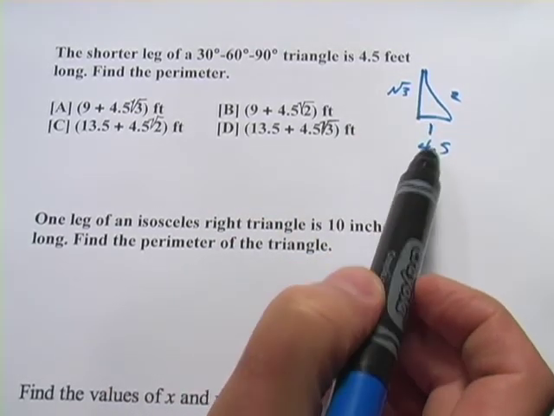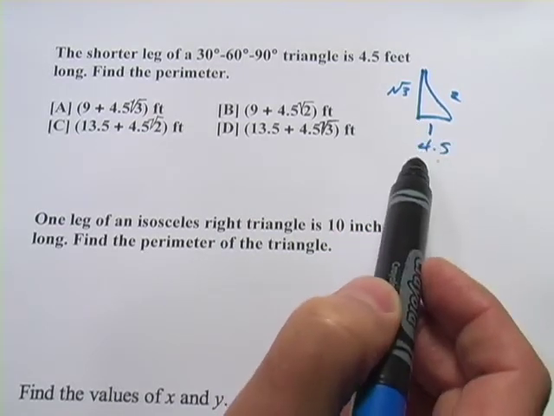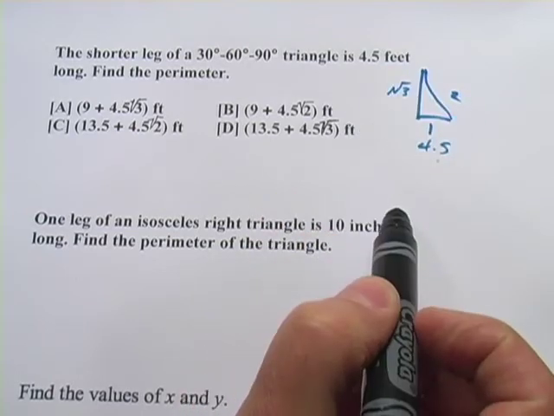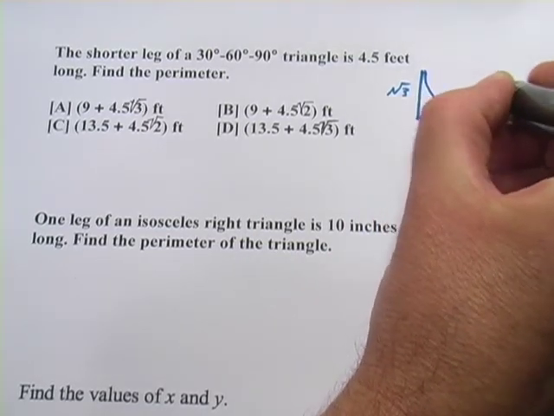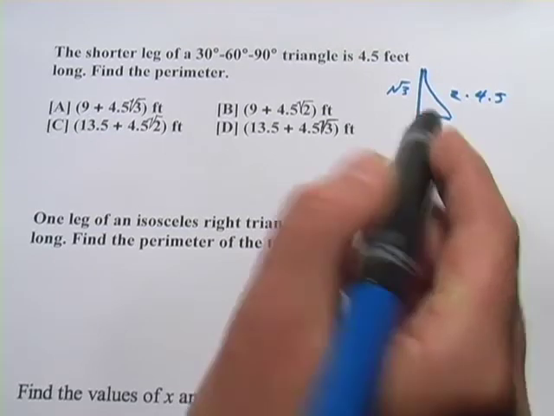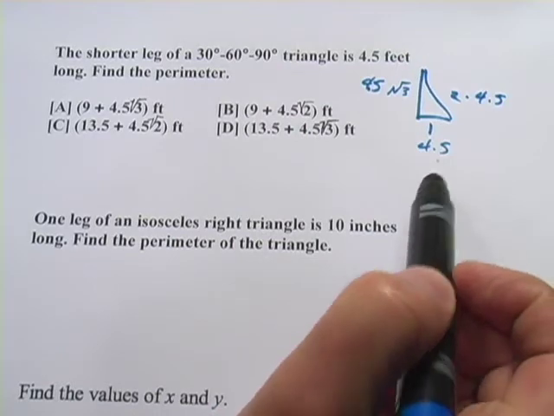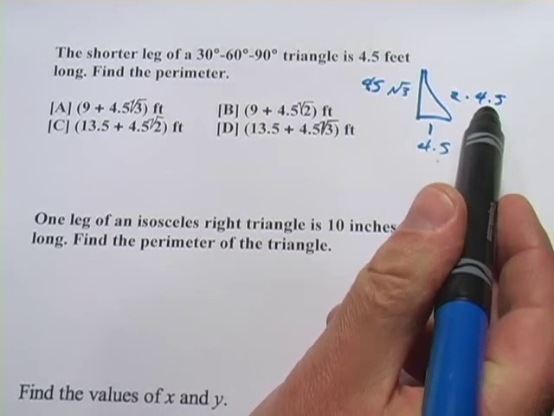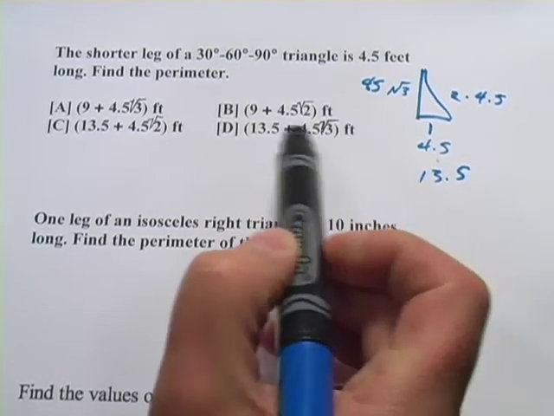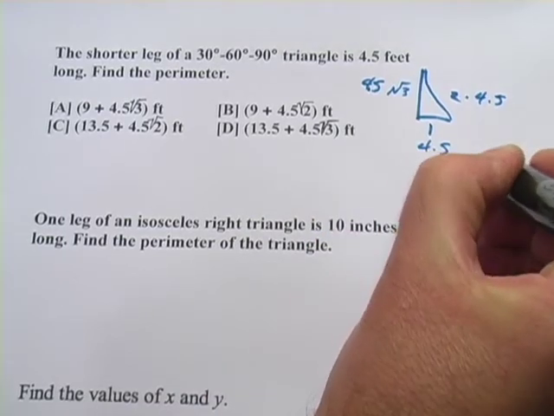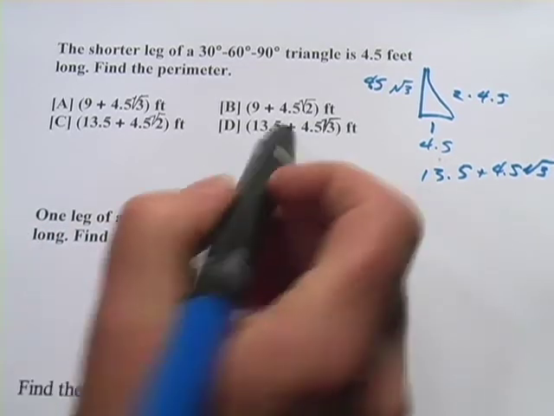Now this one's actually pretty easy to do because if the side that has the ratio of 1 is 4.5, all we have to do is multiply each of the sides by 4.5. This side is 4.5. 1 times 4.5 would equal 4.5. 2 times 4.5 would be that side. And 4.5 times the square root of 3 would be that side. So if we were to add those together, we get 4.5 plus 9, that would be 13.5. And they left it in the form with radicals, so we're just going to say plus 4.5 times the square root of 3. And that looks like answer D.